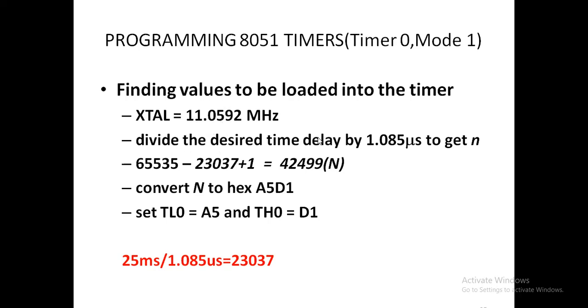So divide the desired time delay by 1.085 microsecond. What is the time delay you are taking? That has to be divided by 1.085 microsecond. How do you get this 1.085 microsecond? You divide this frequency by 12. Why 12? Inside the 8051 there is a divide-by-12 circuitry. For one machine cycle, what is the time it will take? 11.0592 divided by 12 gives a frequency; you take the inverse of that frequency and you get one time period. That time period is 1.085 microsecond.